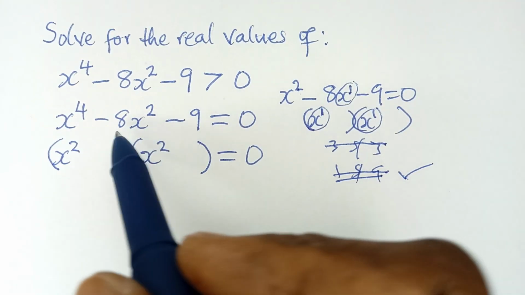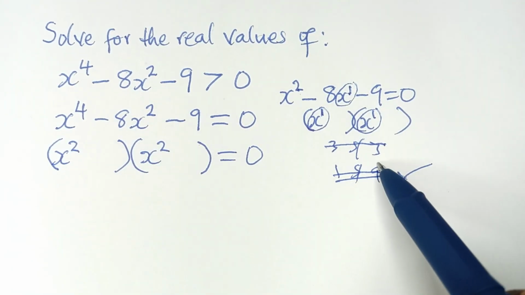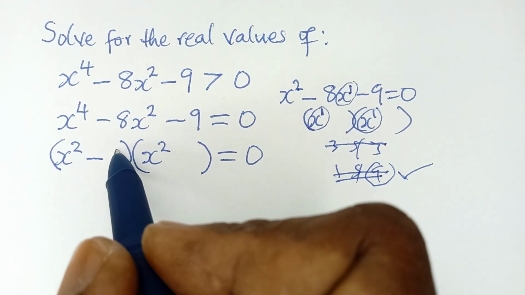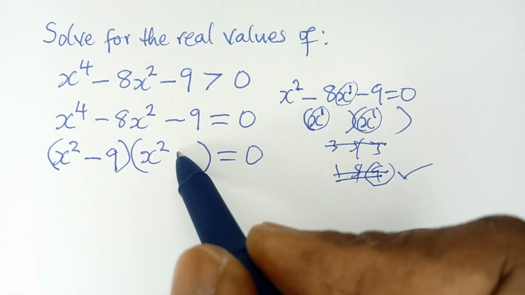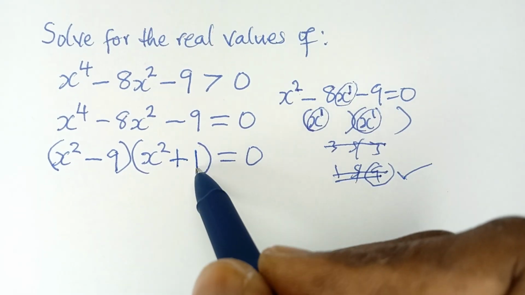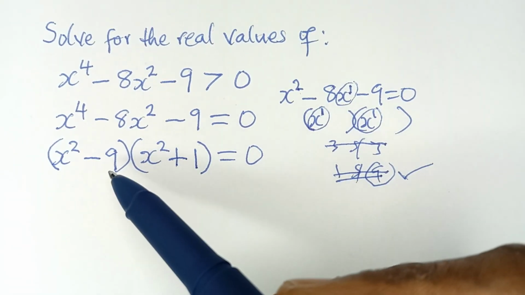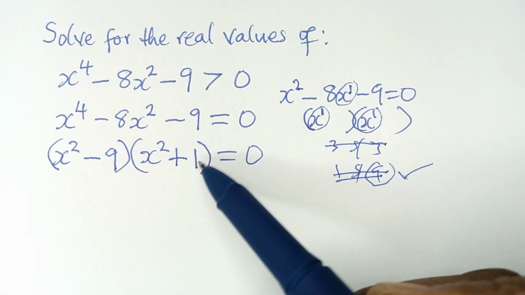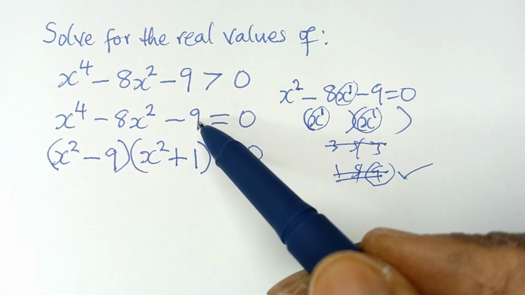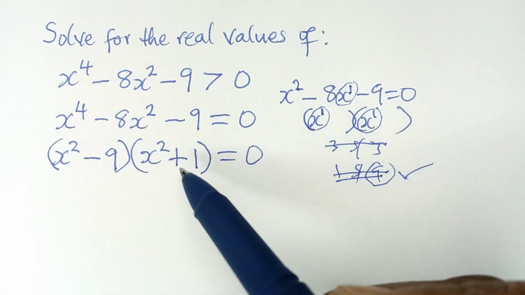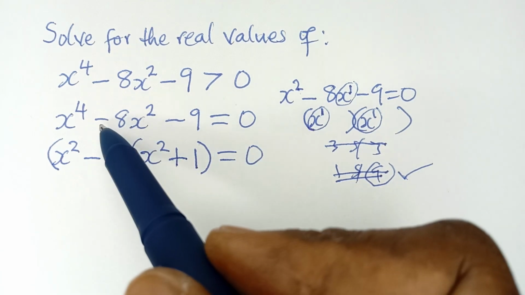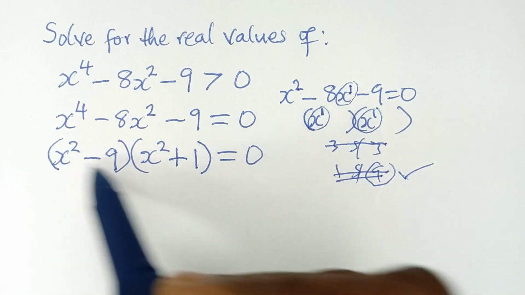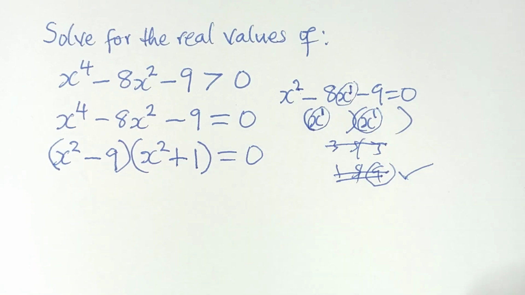So we simply give the higher number this negative sign that is here. So we say negative 9 and then positive 1. That is 9 and 1. So if you look at it closely, you see that negative 9 multiplied by positive 1 will give us negative 9. And then negative 9 added to positive 1 will give us negative 8. So that means our factorization or the factoring is correct.